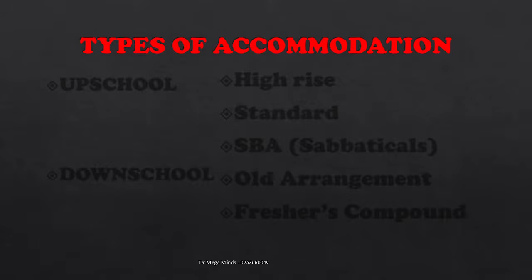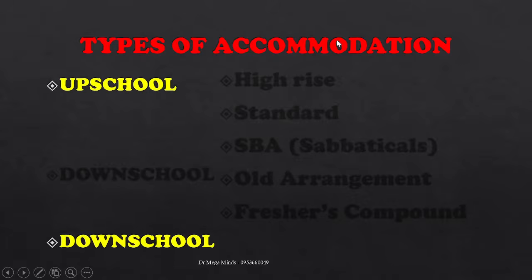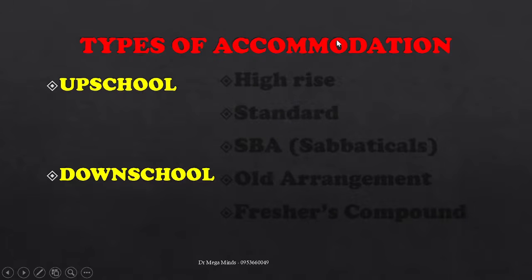Now, getting to our business, accommodation. What are the types of accommodation that you find at Mulungushi? We basically have two categories. These are up school and down school.